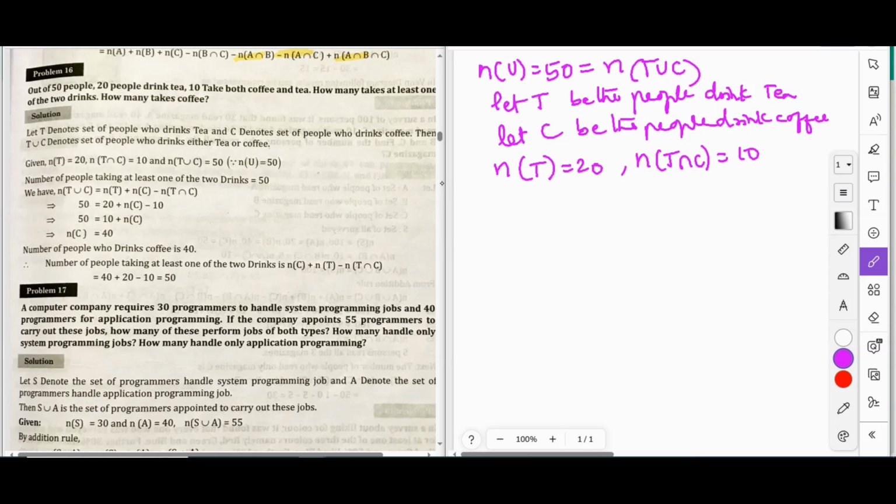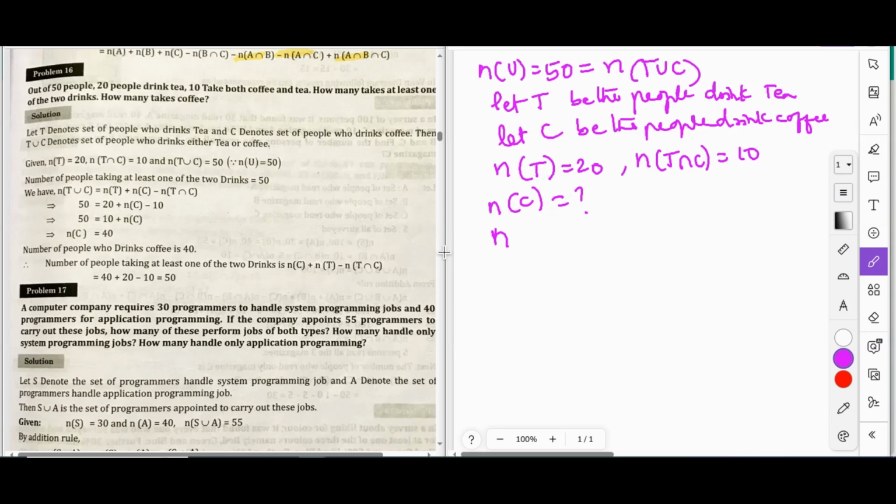And how many take at least one of the two drinks? We have to find at least one of the two drinks, meaning any one, either T or C. Then how many of them take coffee? So we have to find the number of people who drink coffee also. What is the formula we have?